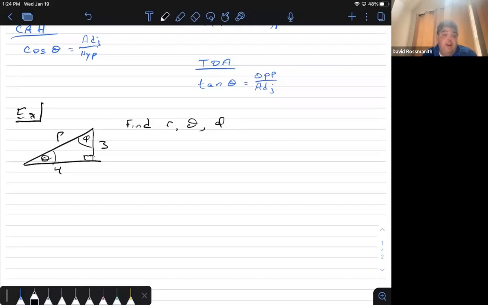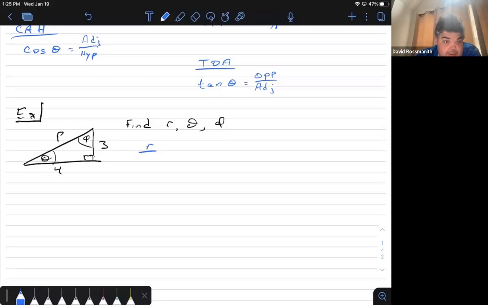Can I figure out what I need from the given information? Well, I have 4 relationships to use here. First one, I look at this triangle and I say, okay, well, I know 2 of the sides. Anytime I know 2 of the 3 sides, I can always get the third by the Pythagorean theorem. So let's do it. This is to calculate R.